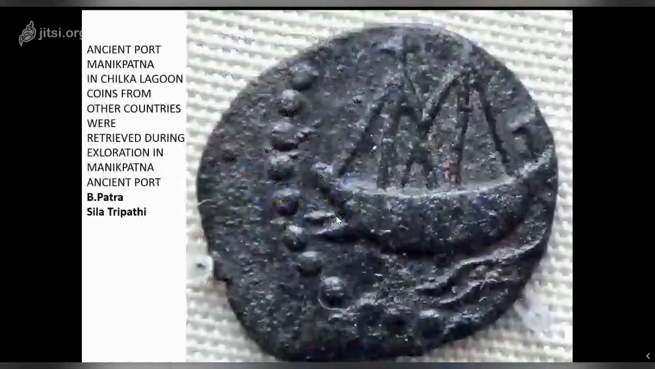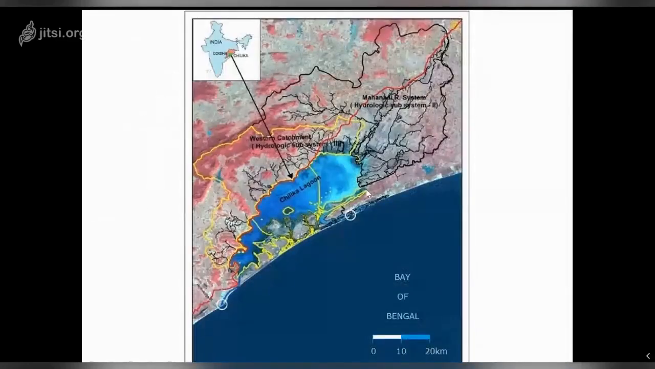Now when you go to Chilka, this is a place here called Satpada, and this circle here is the mouth, and very close to the mouth there is a village, Manikpatna. Manikpatna was one of the major ports of Odisha. Palur port was here, and Manikpatna was actually a subsidiary to Palur port. Palur port was located here, an ancient port.